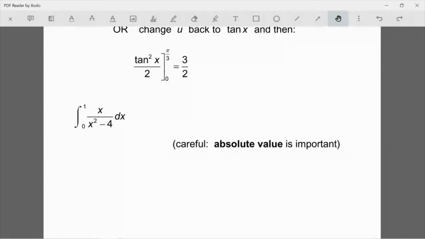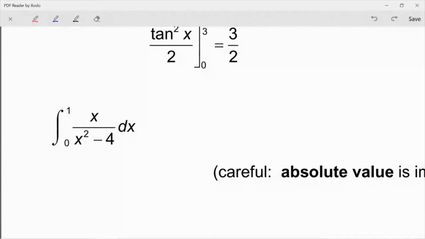Okay, so let's go through a couple of these. I just want to kind of walk you through the process, and like I said, primarily I'm just going to have you try a lot of these. Okay, so we've got an integral here from 0 to 1, x over x squared minus 4 dx. So hopefully you did enough of these with the indefinite integrals that you're starting to be able to identify the u fairly quickly. So here our u would be x squared minus 4. My du then would be 2x dx.